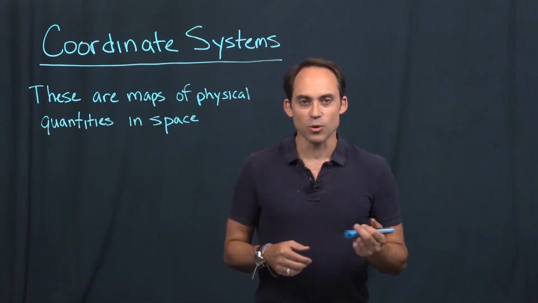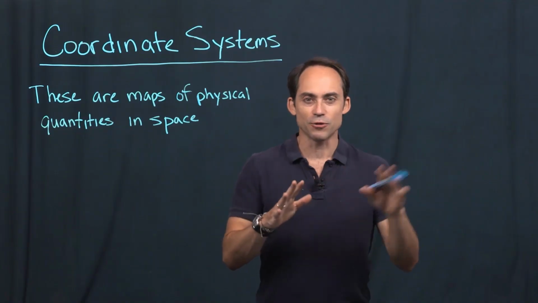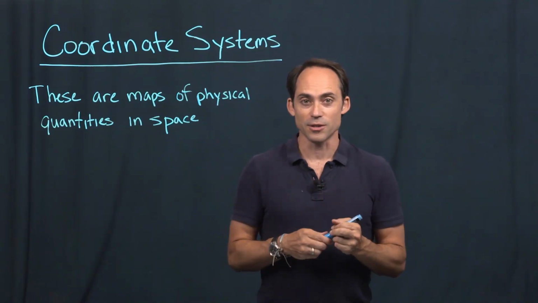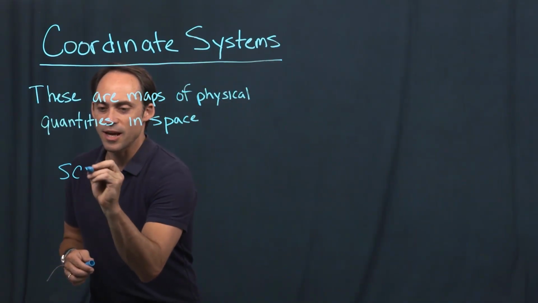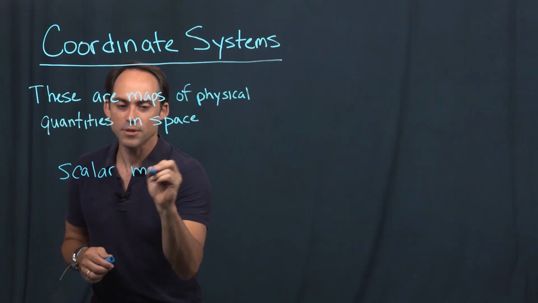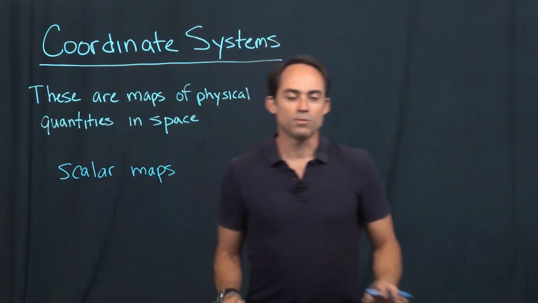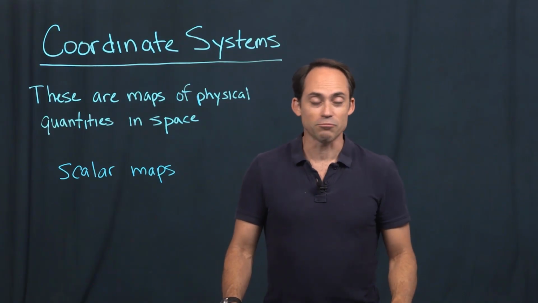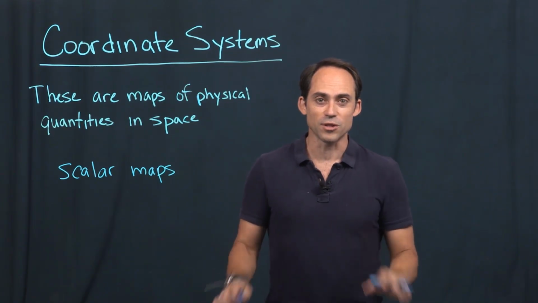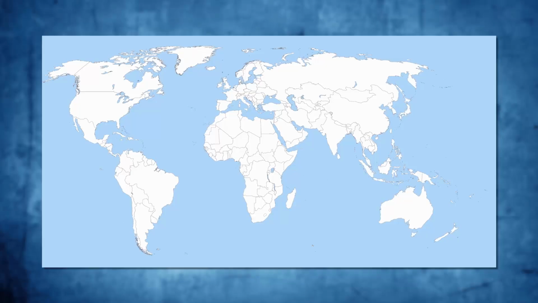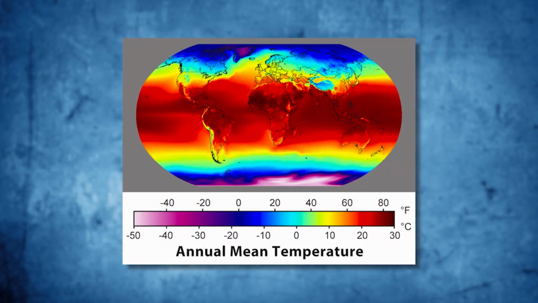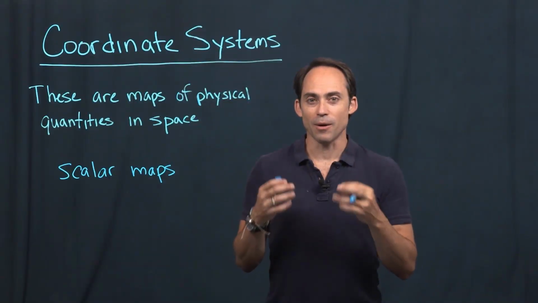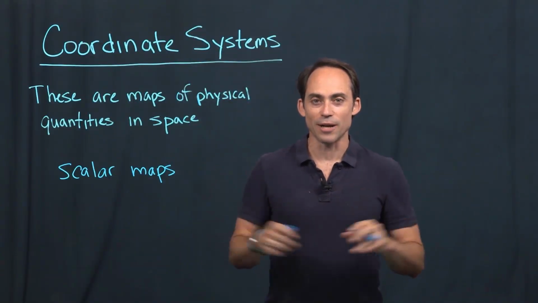So again, these coordinate systems are really maps of how we measure physical quantities distributed across space. And you can have two different kinds of coordinate systems. There are scalar maps, which map scalar quantities through space. And great examples of these kinds of coordinate systems include just regular maps, or maps of topography or altitude, or something like a heat map or temperature map like you see on the weather. All of these maps map a scalar quantity as it's distributed around space.